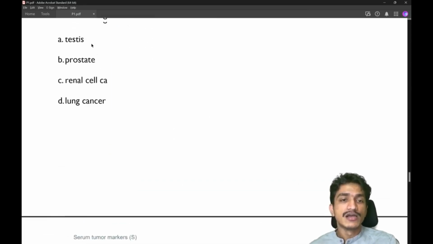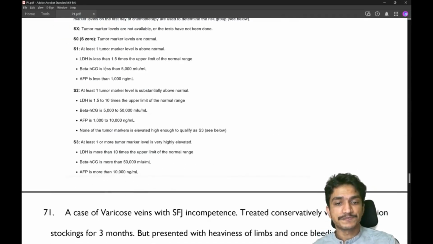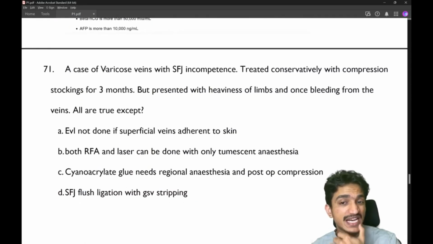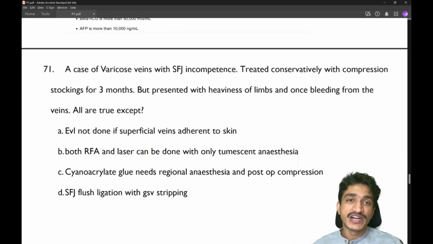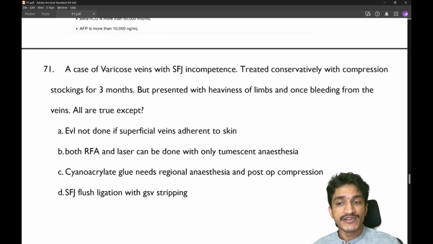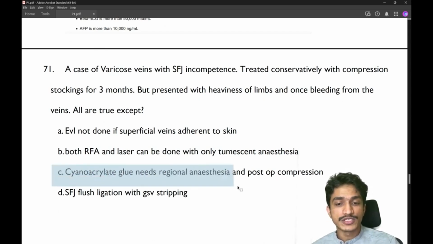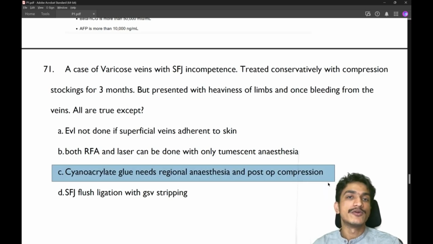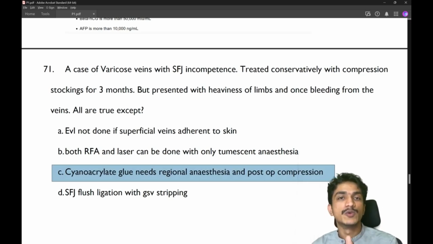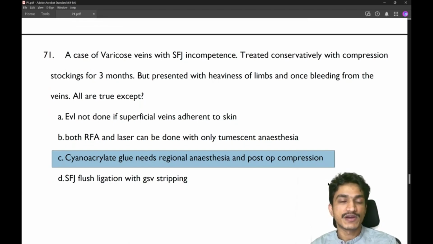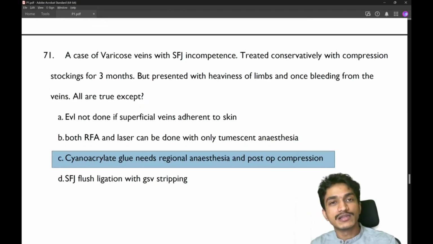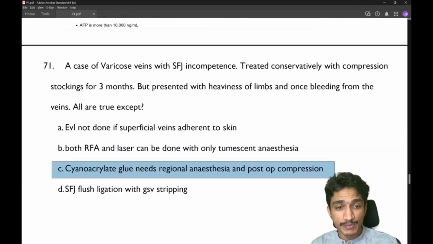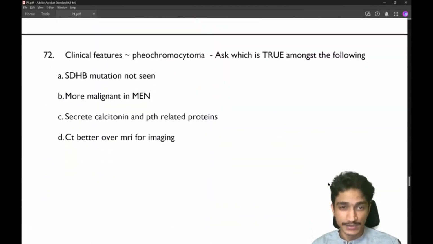TNM stage, that is for serum marker, that is a very straightforward question, used for testicular cancer. Varicose vein, SFJ incompetence, treated conservatively with compression, heaviness, all are true except cyanoacrylate glue does not need post-op compression. You just give the glue and press the vein. You do not need to give post-operative compression like you need to in other modalities. So according to me, C should be the answer.